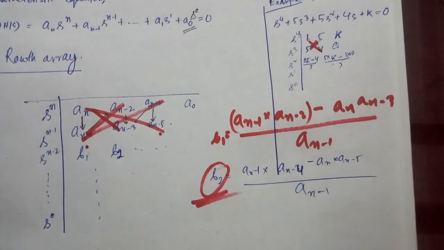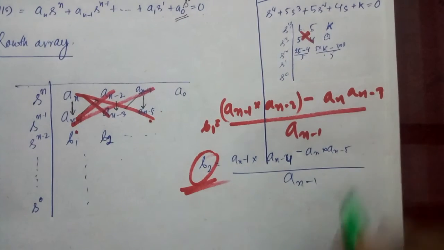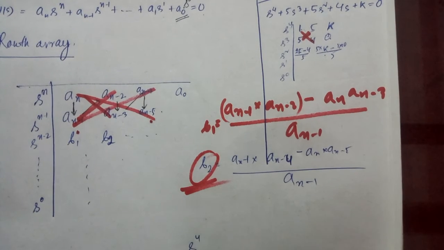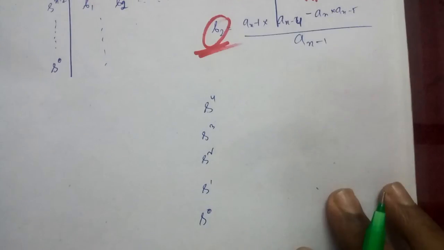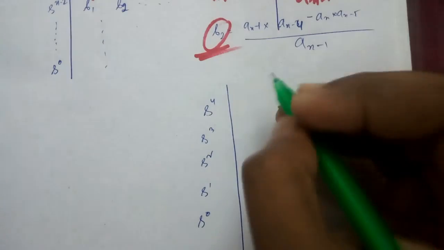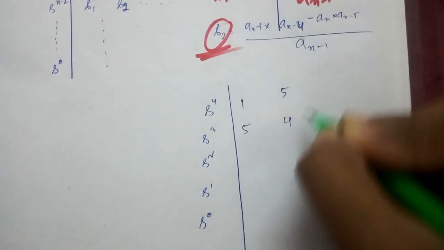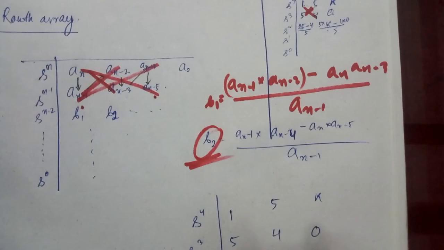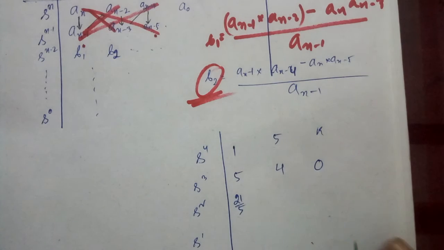So if I go with the example, I can write the next terms. Let me write it here. Right now we have s power 4, s cube, s square, s power 1, s power 0. Let me write it like this, you will understand easily. So 1, 5, 5, 4, k, 0. So this was 21 by 5, 21 by 5, and here it was k.